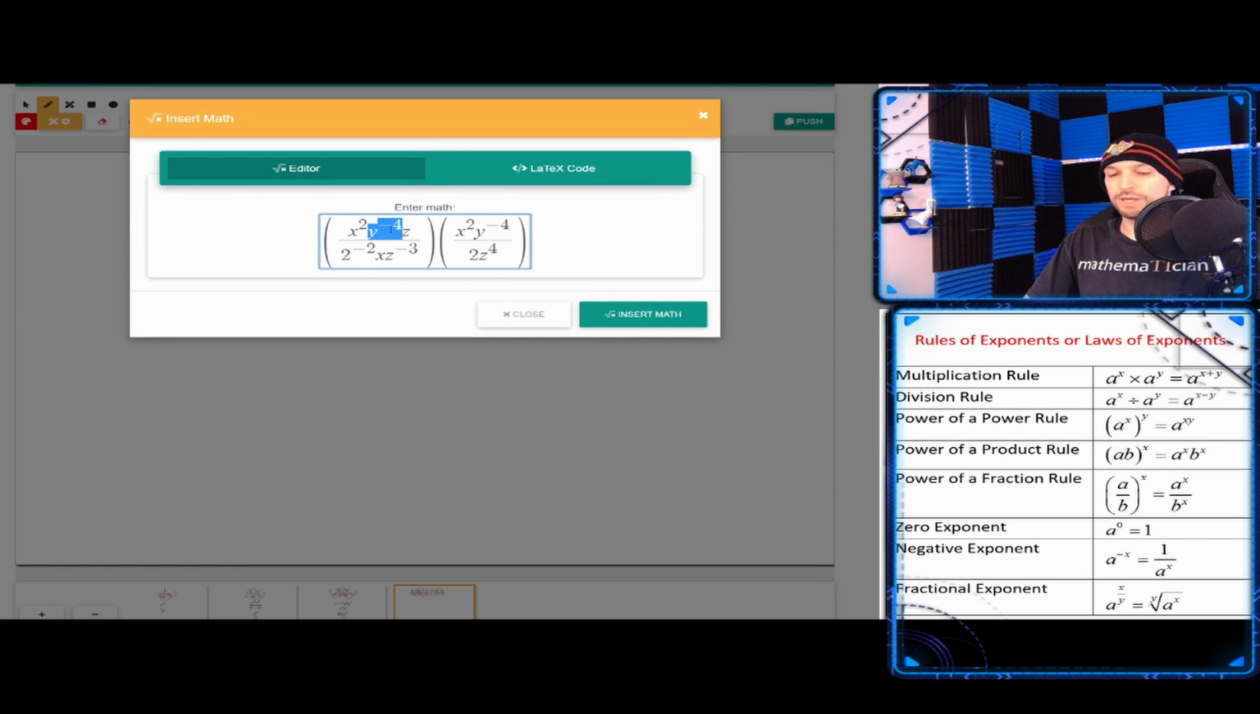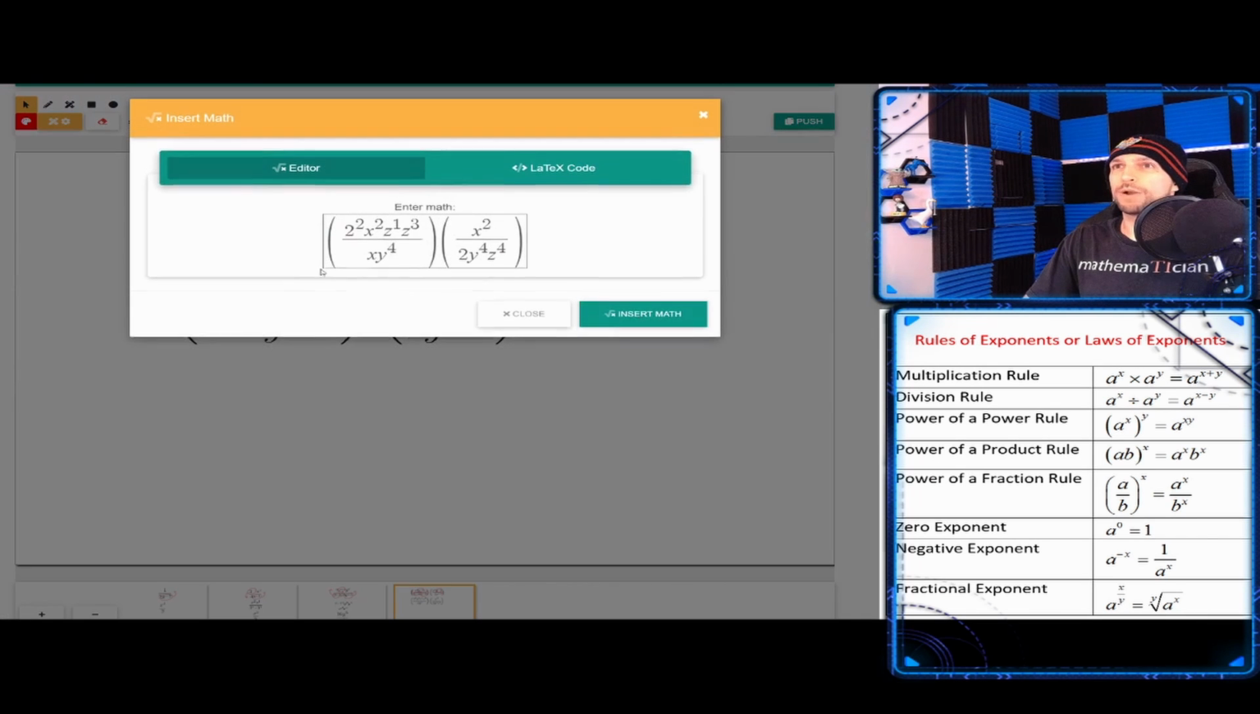So my y to the negative 4 is going to go to the denominator and become positive. My 2 to the negative 2 is going to come to the numerator and become positive. And my z to the negative 3 is going to move to the numerator and become positive. I clarified that that was z to the first power. On the right, my y to the negative 4 is going to move to the denominator and become positive.